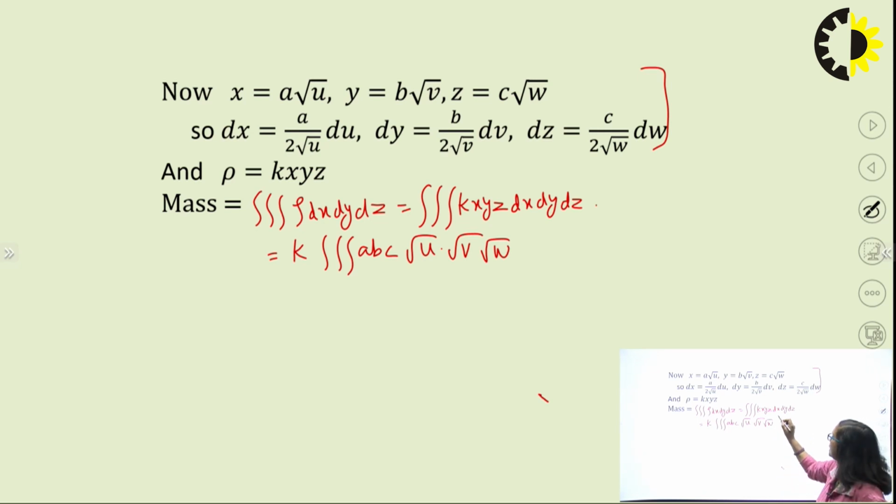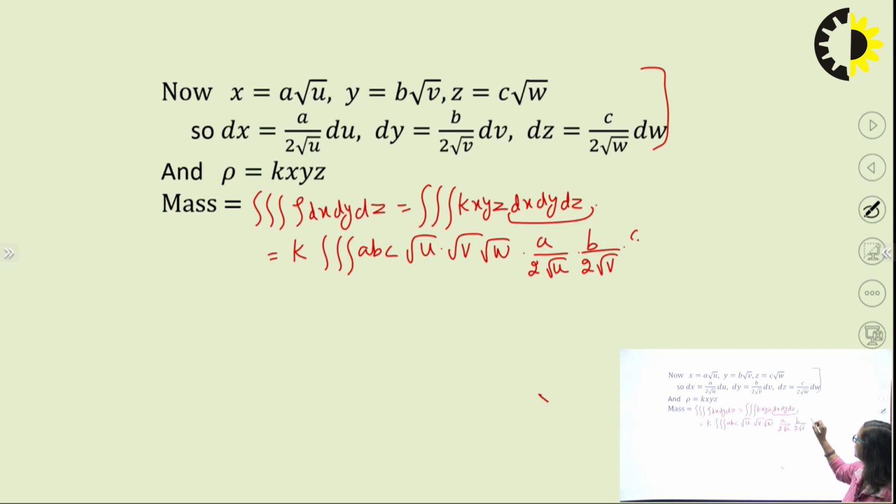Next is the value of dx, dy, dz. Replace these. dx is a by 2 under root u, dy is b upon 2 under root v, and dz is c upon 2 under root w. And finally we have du, dv, dw. So we keep the values x, y, z and dx, dy, dz over here in terms of u, v and w. Now look at what's happening over here.